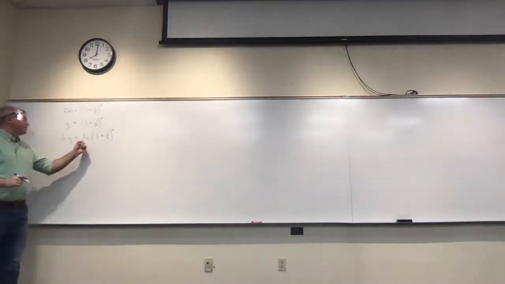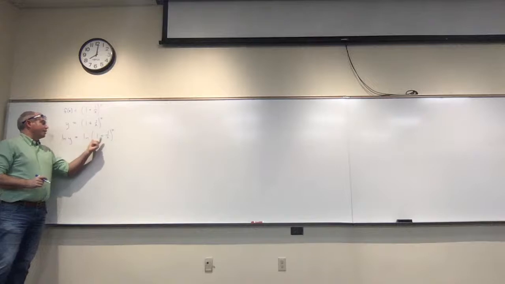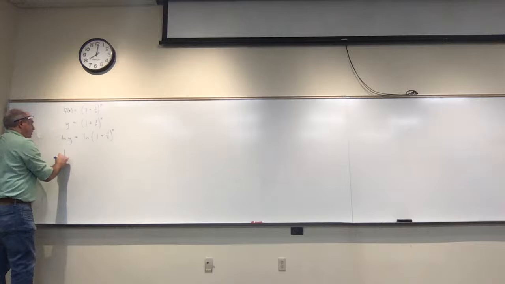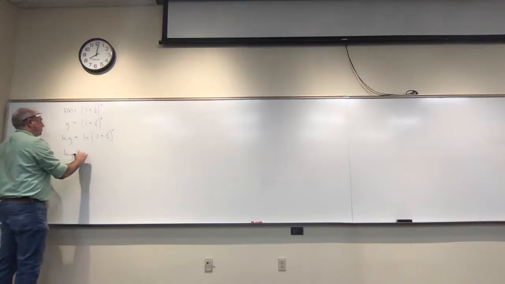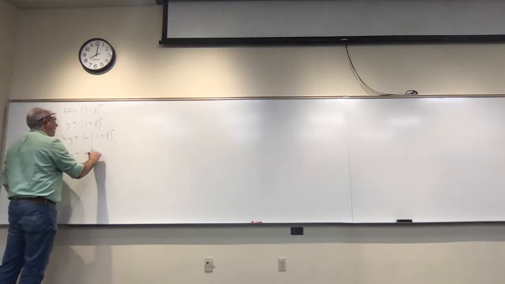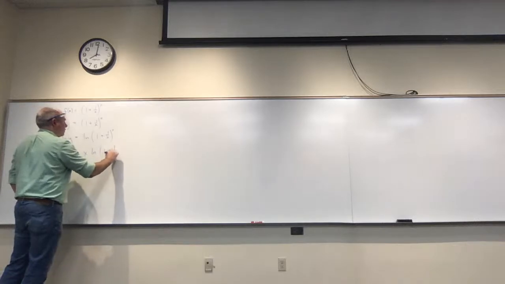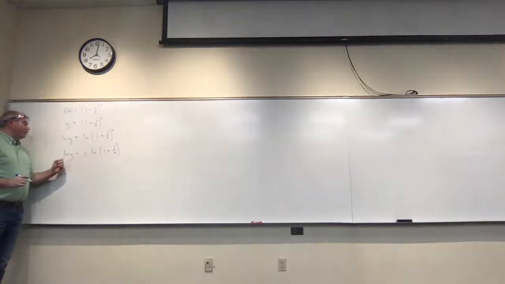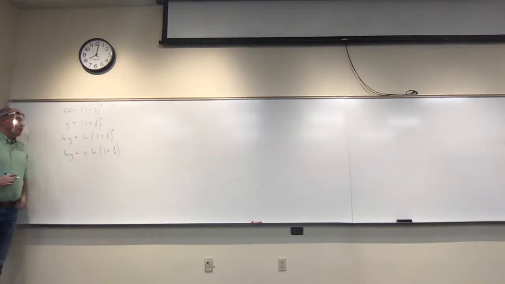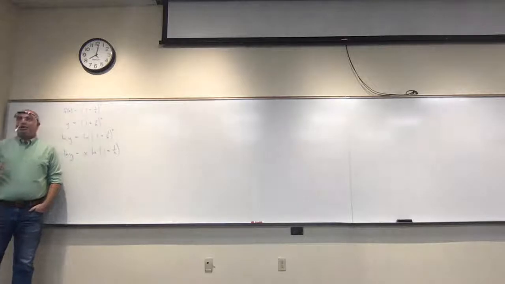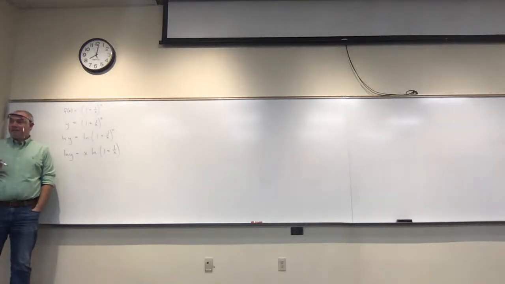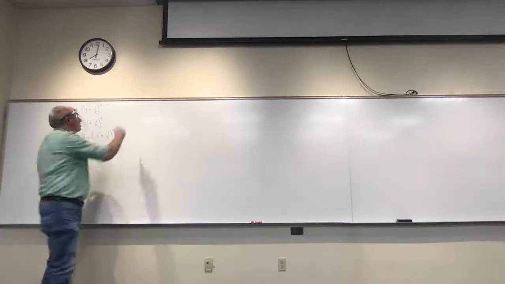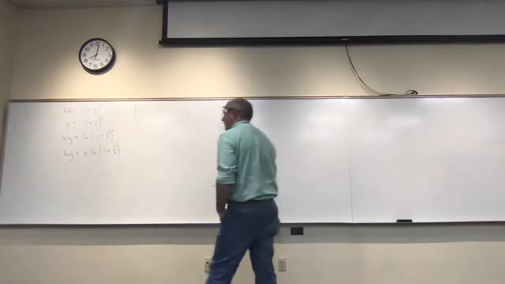But one of the properties of natural log is I could pull that exponent out in front. So I could write this as ln of y is equal to x times ln of 1 plus 1 over x. And now I could take the derivative of this equation using implicit differentiation. Let's try that first and see how that goes.